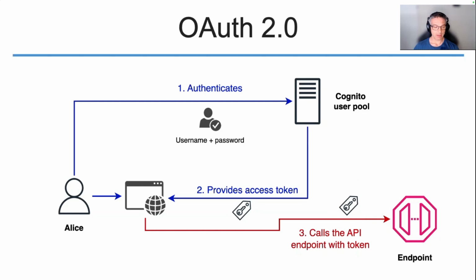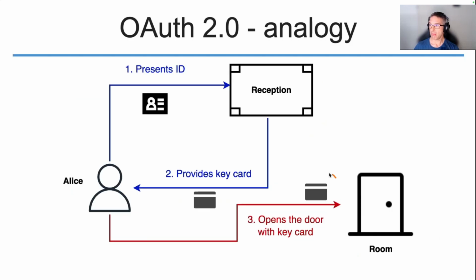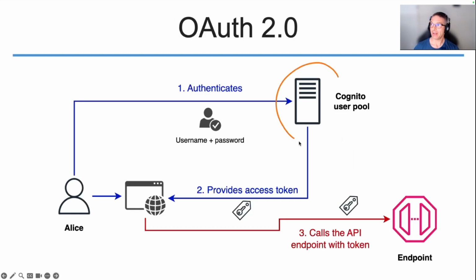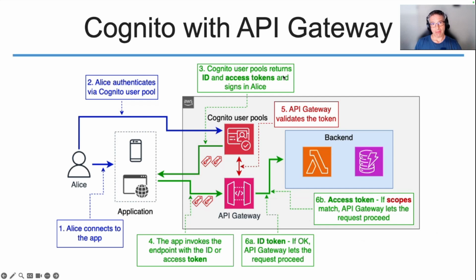The access token, just like the plastic card, has no information about the user. It's totally separated. So if I steal this card, I can enter Alice's room. So the identity is checked by a trusted identity provider. In our case, it's going to be Cognito user pools. Now let's see the same thing in a bit more detail.